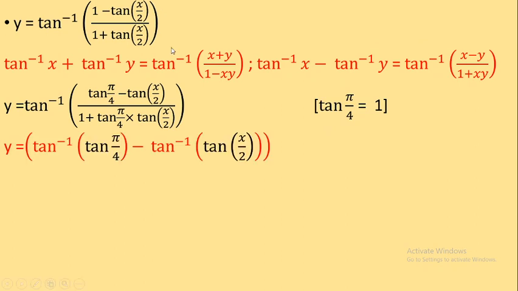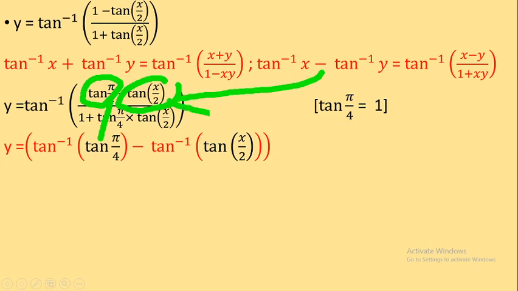So now this becomes the formula. This is our formula. This is same as this formula. You can see here, in place of x you have tan pi by 4, in place of y you have tan x by 2. And so the formula becomes tan inverse of x plus y. Now what is your x? Tan pi by 4, so it comes here. And what is your y? Your y is tan x by 2, and that comes here.